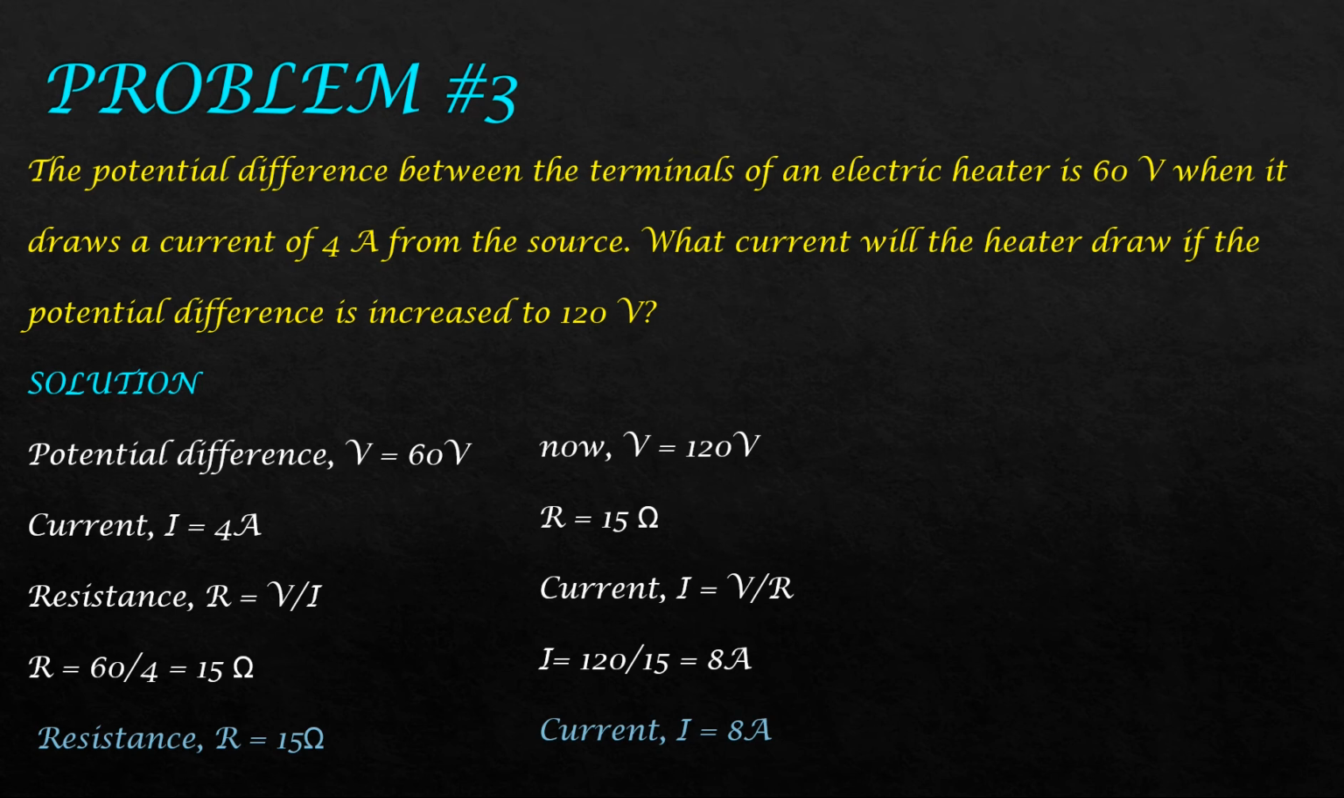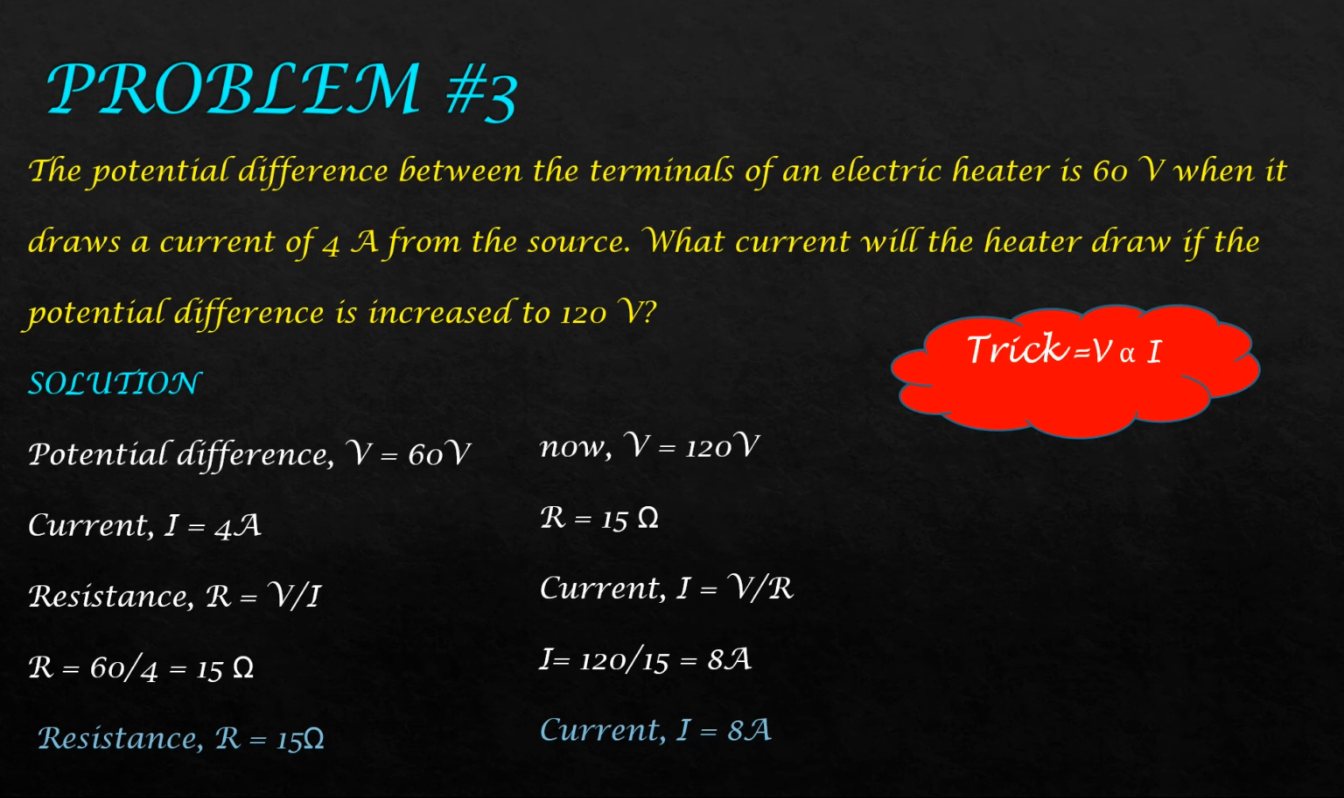Now this is a somewhat long answer, right? Let us go for a trick. In the first half of the video, I told that V is proportional to I. What does it mean? I told in the graph that as V increases, I will also increase. So when V was 60 volts, current was 4 ampere. Now when V is 120 volts, what happened to the potential difference? It has doubled, right? Then what will happen to our current? It will also double, because that is what Ohm's law says.